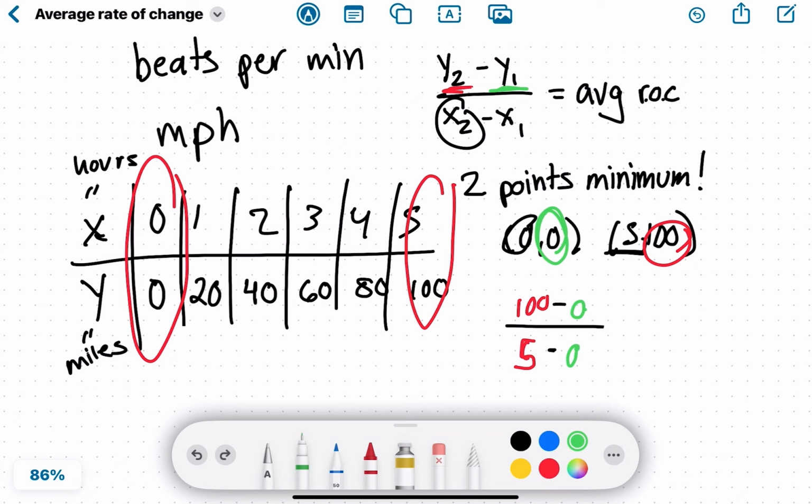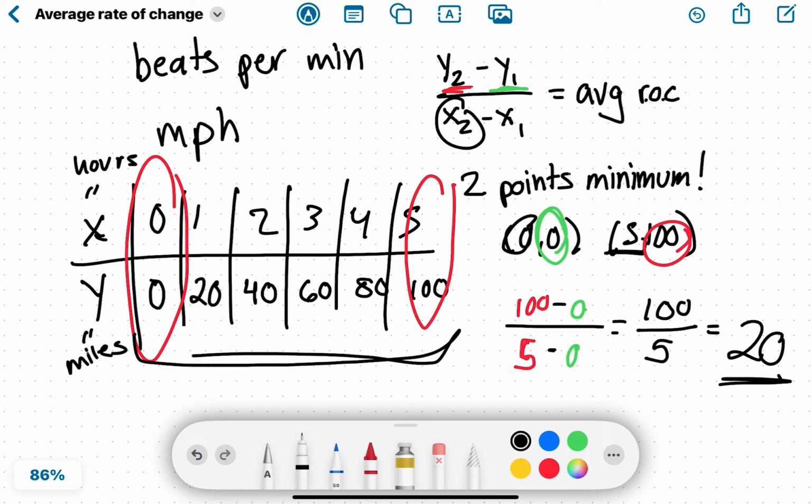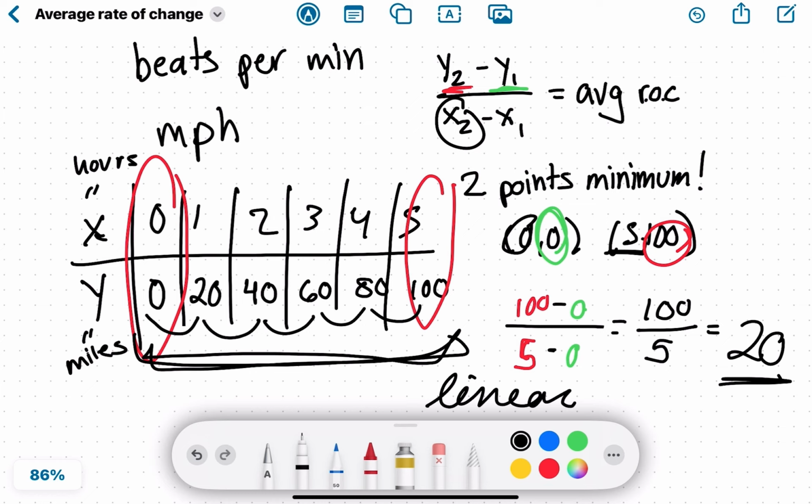So 100 minus 0 is, not 0, 100 minus 0 is 100, and 5 minus 0 is 5. 100 divided by 5 is 20. There you go. That is the rate of change in this table. And as you could tell, since it's going up a nice amount each time, like I said, this would be considered a linear equation. If you want to get into patterns, this could technically be an arithmetic sequence. We have videos about that on our website if you do not know what that is.